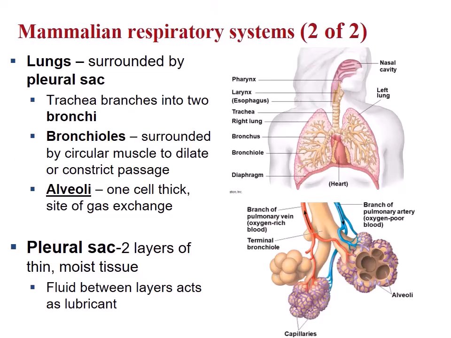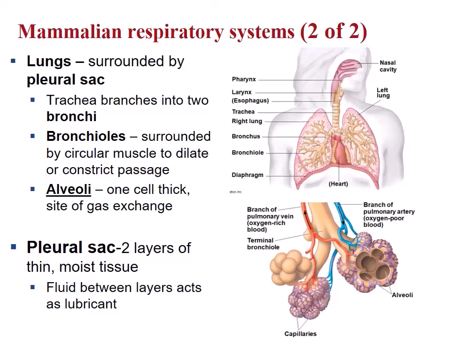So then if we get to the lungs, they are surrounded by a pleural sac, and the trachea is going to branch into two bronchi, and then it goes to bronchioles, which really, there's a whole lot more branching than this, but our book is heavily simplifying. So you've got bronchioles that have circular muscle that can dilate or constrict the passages, and then eventually you get to the alveoli, which are the little sacs for gas exchange, and these are one cell thick, so they're thin, which is good for diffusion.